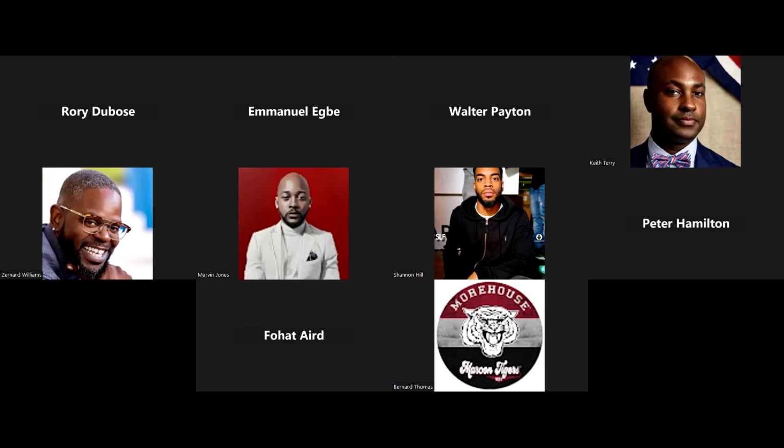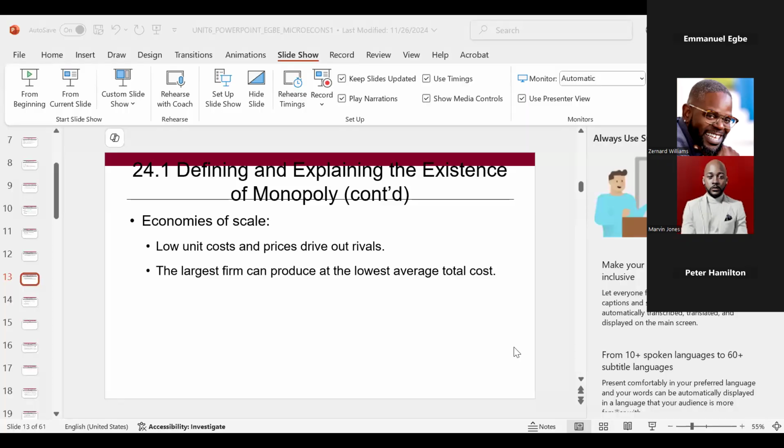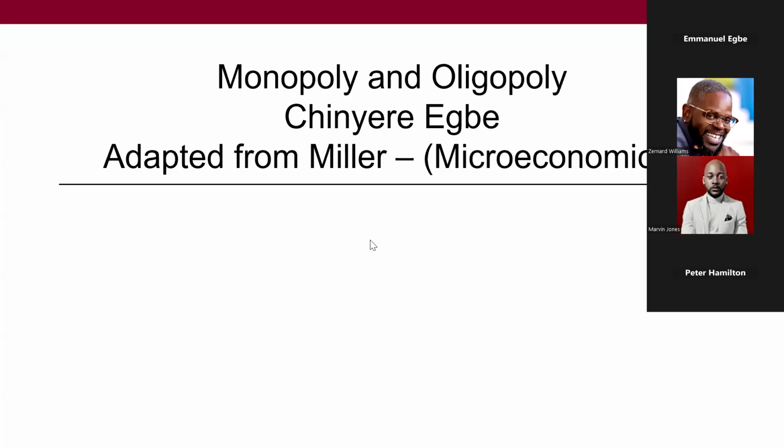In any event, let's start our business of today. Today we're going to talk about monopoly and oligopoly. Okay, monopoly and oligopoly.